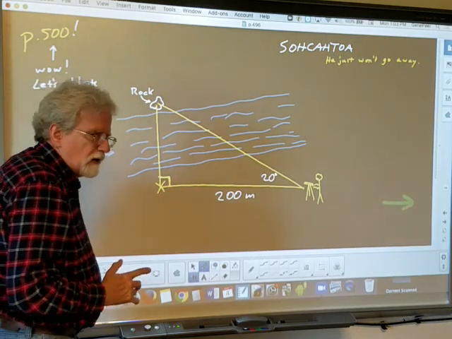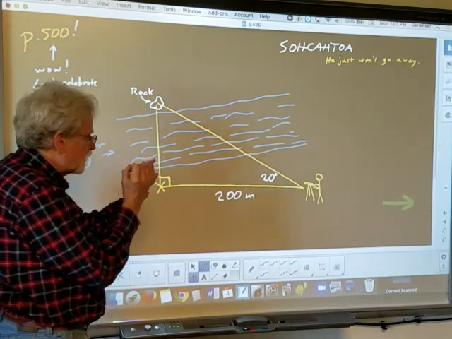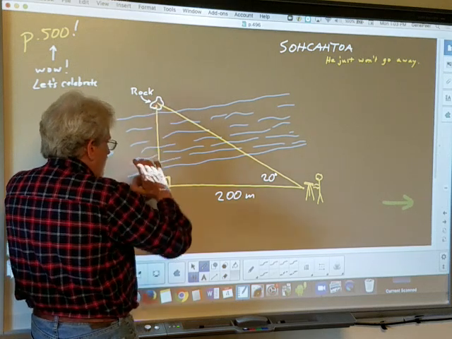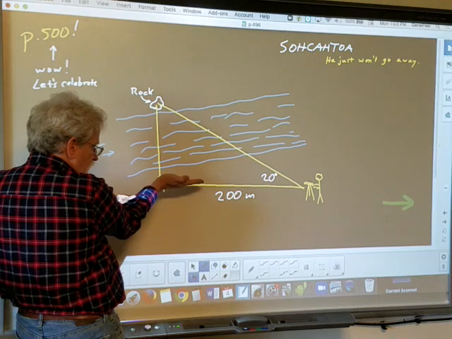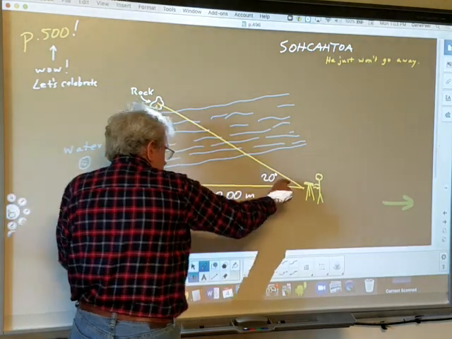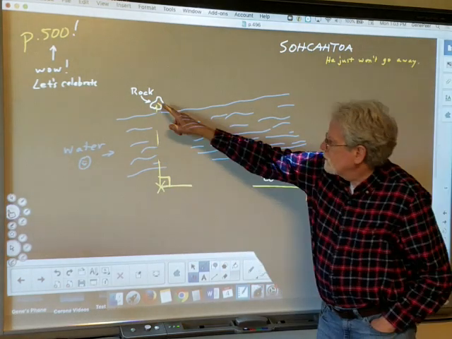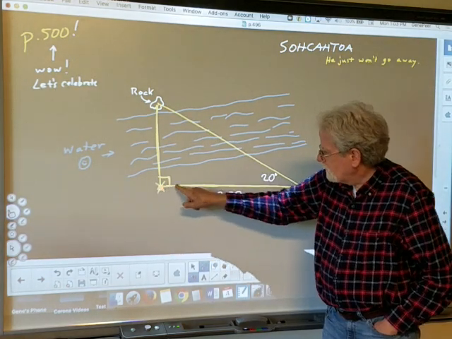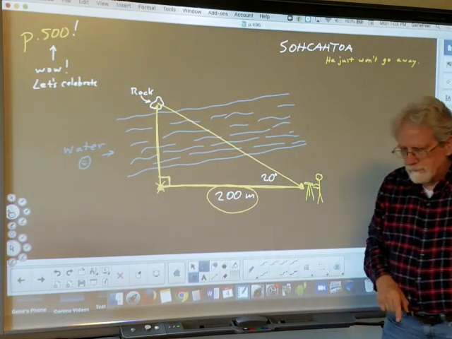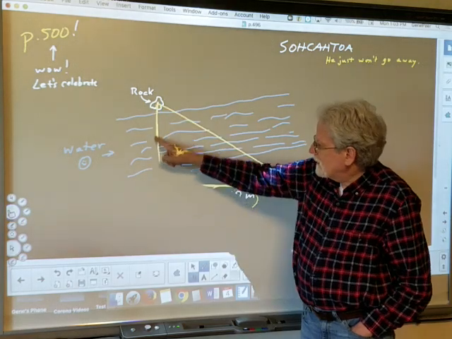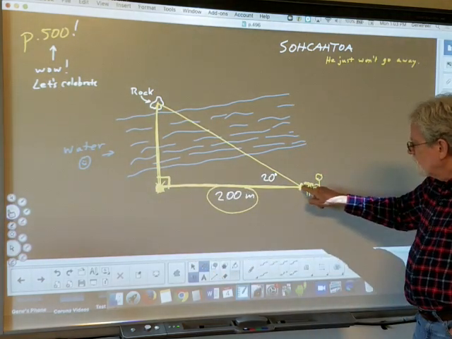Best way to do that is with a surveyor's transit. A surveyor's transit lets me look through a little tiny telescope and sight on that rock. And then I rotate my telescope through 90 degrees precisely and sight down this way and locate a spot over here that's on that line perpendicular to this line, and I measure this distance, and we come up with 200 meters. So it's easy to get this to be a right angle. Then I measure from that corner to here, 200 meters.